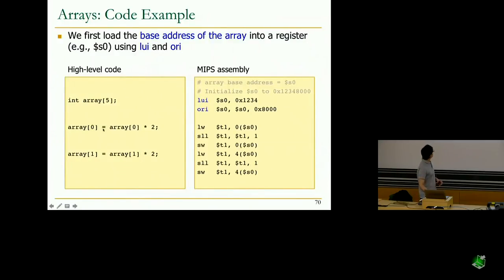We want to update the elements of this array: array 0 equals array 0 times 2. This is something that we are doing here. We read with load word array 0. We multiply by 2 by shifting one position to the left, and then we store the result in the same address, S0 plus 0, S0 plus 0, as you see. But the very first thing that we had to do is store the initial address of the array into register S0.